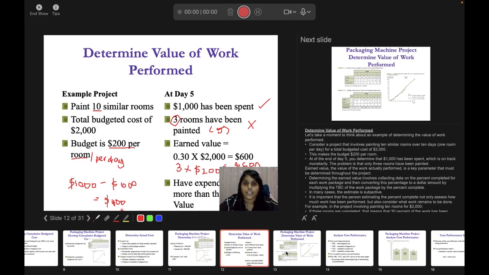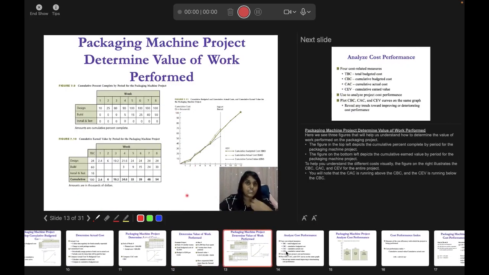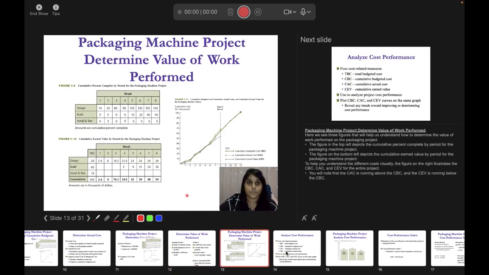Now the next one is the packaging machine project, determine value of work performed. As I mentioned just now, you have designed, you have built, you have installed, tested, with a total of 8 weeks. This is your earned value, how much you have exceeded your project budgeted cost. You will have it in your graph.